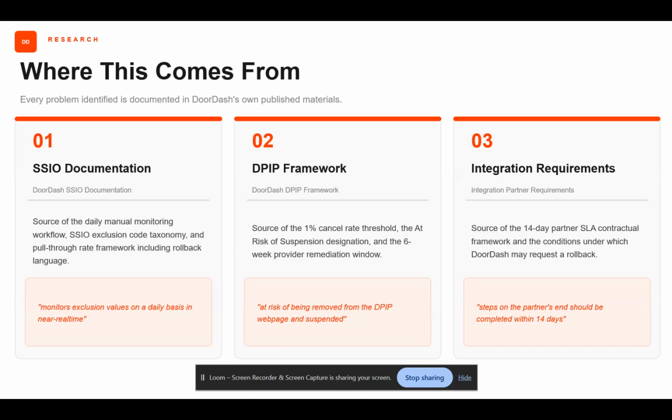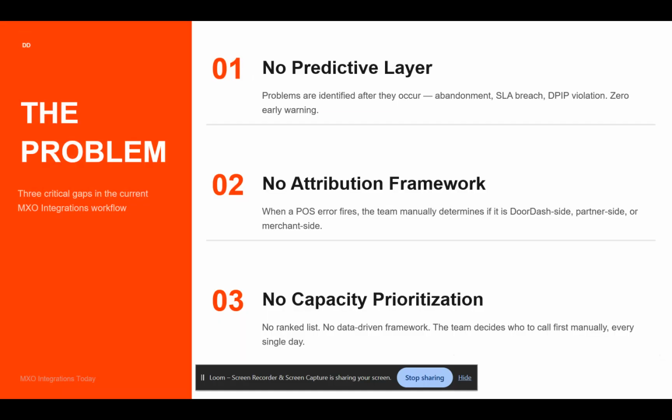Going through all these docs, I found that the system currently used by the MXO Integration Ops team is reactive in nature. By reactive, I mean the team currently operates by manually monitoring daily exclusion codes and relying on analysts to provide insights from the 28 days rolling data windows. After I discovered the operational problems in the current system, I grouped them into these three critical gaps: lack of a predictive layer, lack of a dedicated attribution framework, and lack of capacity prioritization of the merchants in the funnel.